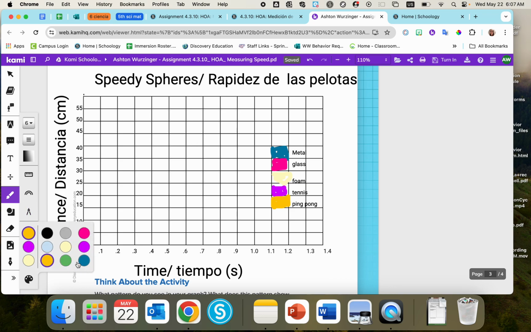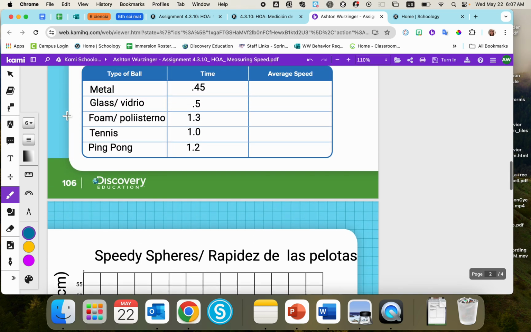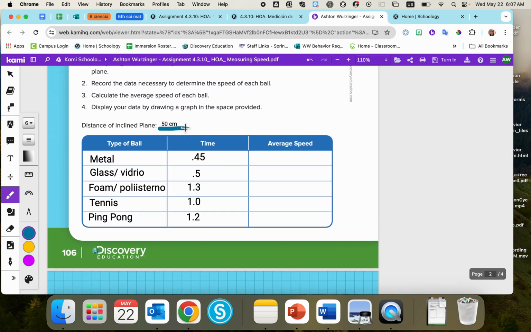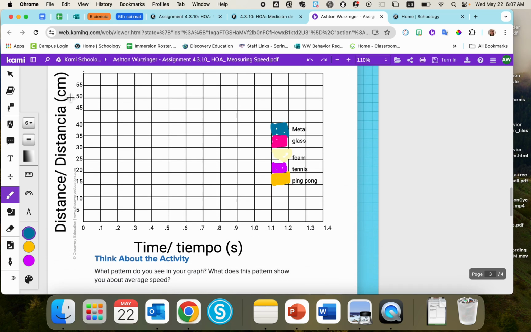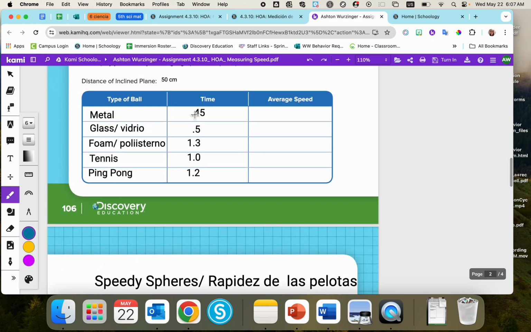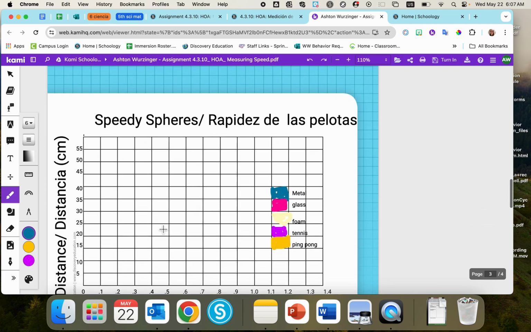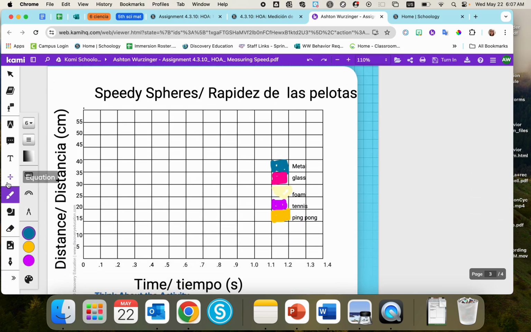Next, the important thing is what was our distance again? Our distance was 50 centimeters. So we're only going to be using this line. In subsequent labs, maybe we'll use different distances, but we are only going to be using this line. So what I need to do is look at my time for metal balls, my metal sphere. I've got 0.45.